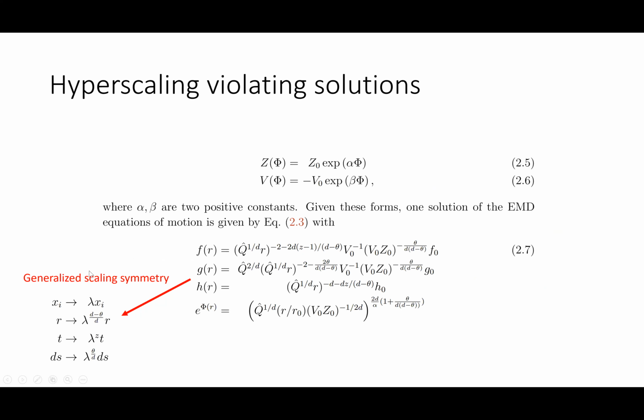And if you make this scaling transformation, you can see the metric is invariant up to this factor. So it's some kind of generalized scaling symmetry where length and time scale differently. That's the dynamical exponent. And also, in some sense, the dimension of space is different from the naive one. This theta is like a deficit in the dimension of space. These kinds of solutions are interesting in part because there are condensed matter systems.